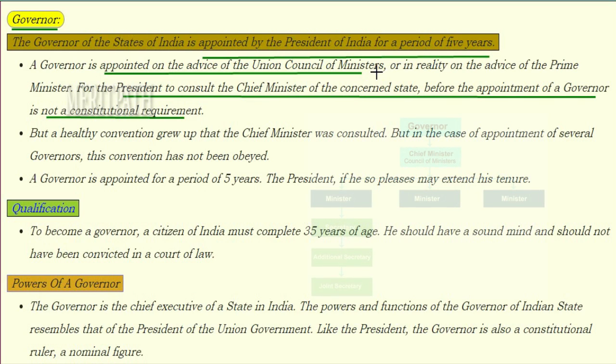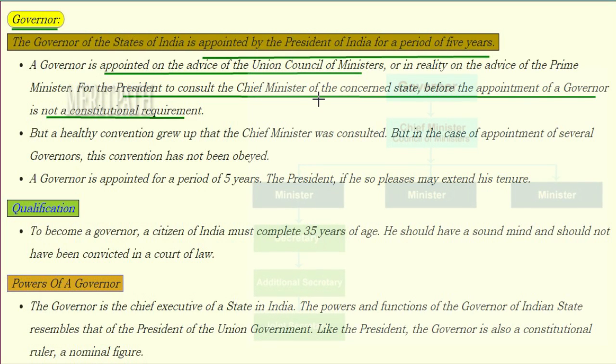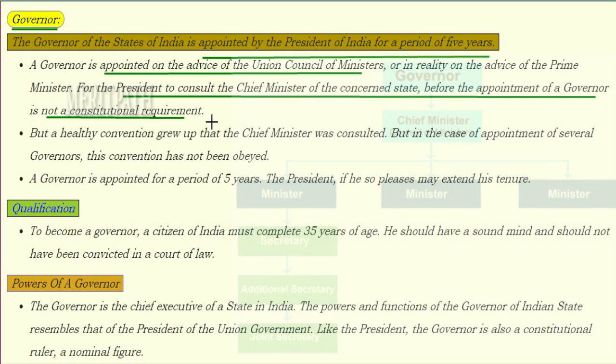Central government has ministers, right? So by the advice of the Union Council of Ministers, the governor will be appointed. And in reality we can say that the president takes the advice of the prime minister, but taking the advice of the chief minister of that particular state before appointing the governor is not an important thing. Suppose in Andhra Pradesh the president wants to appoint some governor, he can take the advice of central government ministers and the prime minister, but he need not take the chief minister's advice of that state.